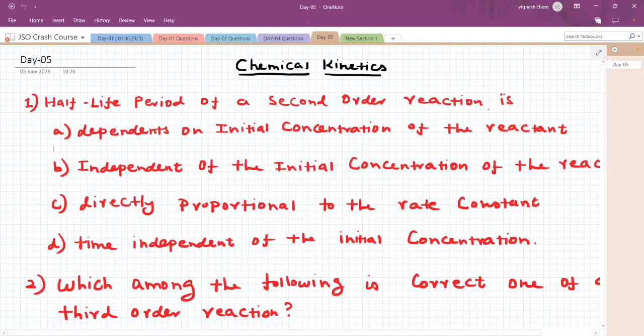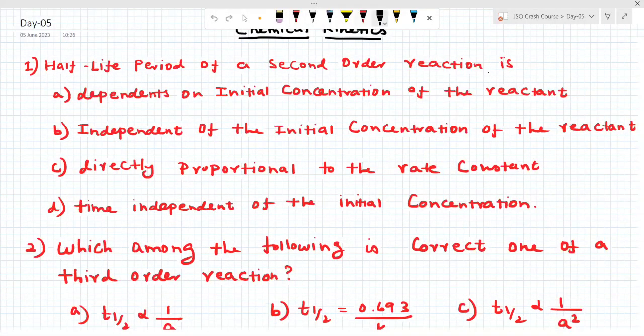See the first question. The half-life period of a second order reaction: does it depend upon the initial concentration of the reactant, or is it independent of the initial concentration of the reactant? Listen.